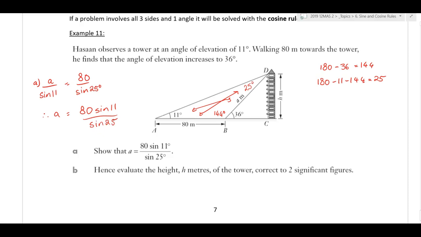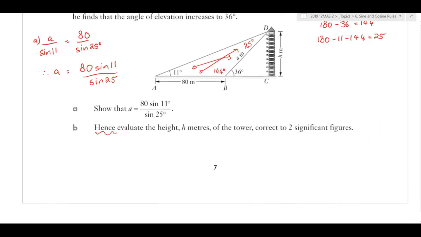There we go, done. Now for part B: evaluate, hence use the previous result. Evaluate the height h of the tower correct to two significant figures. Well, how are we going to do this? I can punch 80 sine 11 on sine 25 into my calculator and find out the length of A. Once I've got A, I've got a right angle triangle with two sides and one angle. That's going to be all the way back to our first exercise, using right-angle trigonometry to solve a problem.